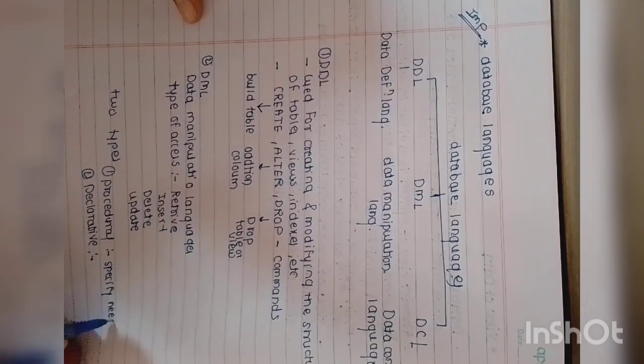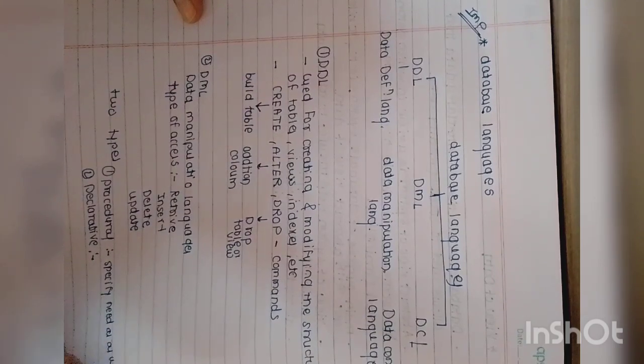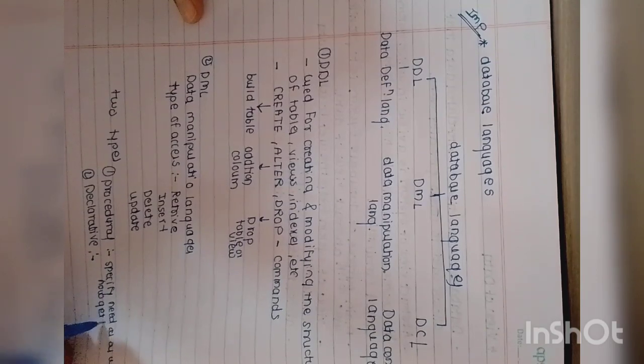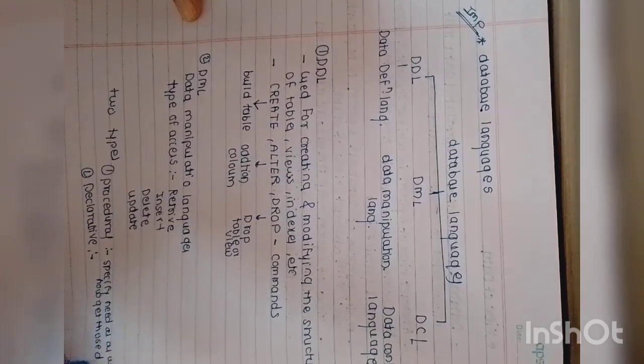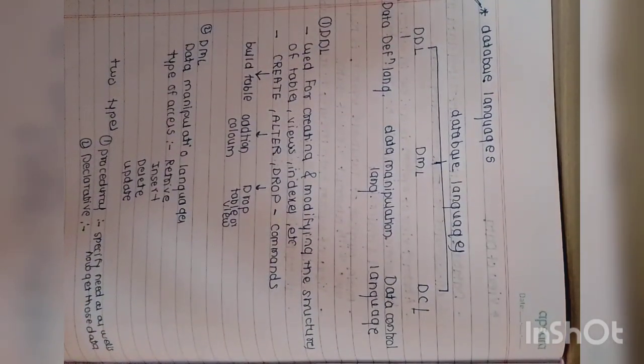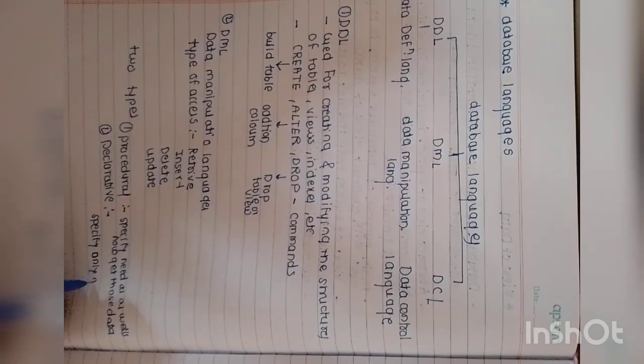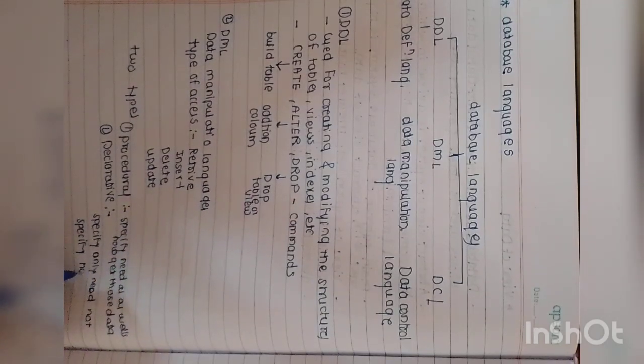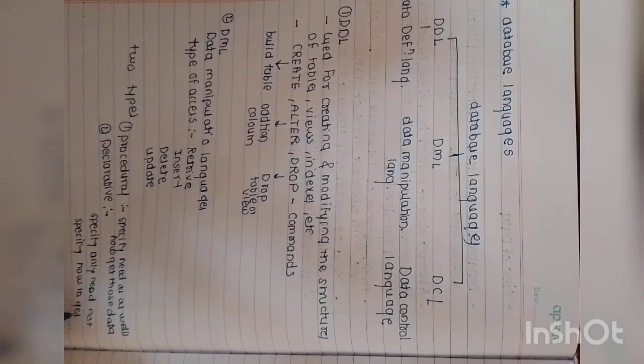So in procedural we specify the need as well as how to get those data, and in declarative we specify only the need, not how to get those data.